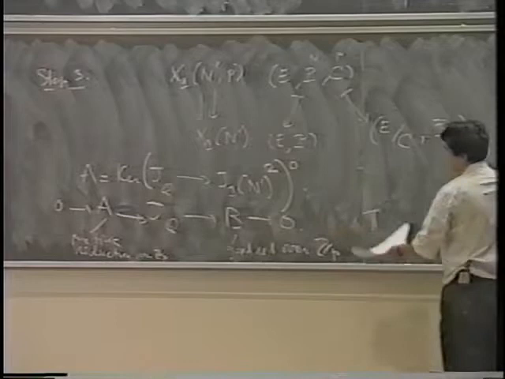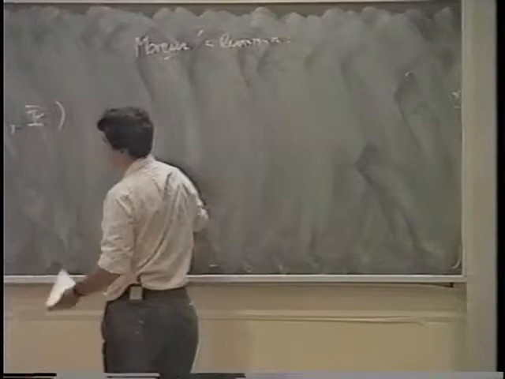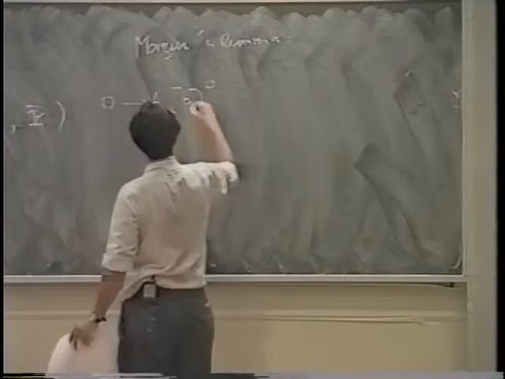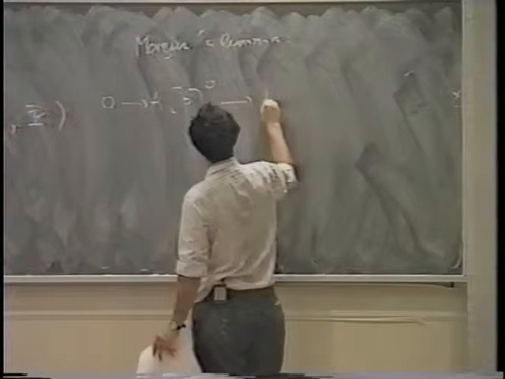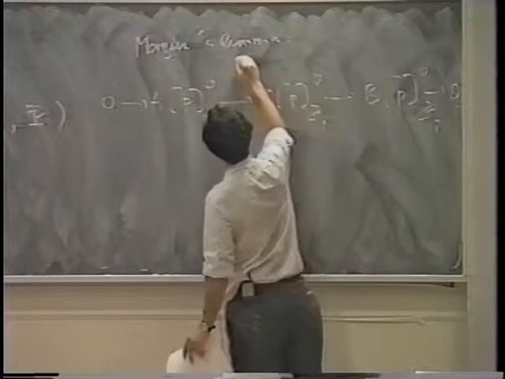Now from this exact sequence, Barry Mazur deduces an exact sequence of finite flat group schemes, namely you take the p-torsion points and take the connected component, the neutral component of this. So this is over Z_p, okay? And this is exact. There is a short exact sequence.